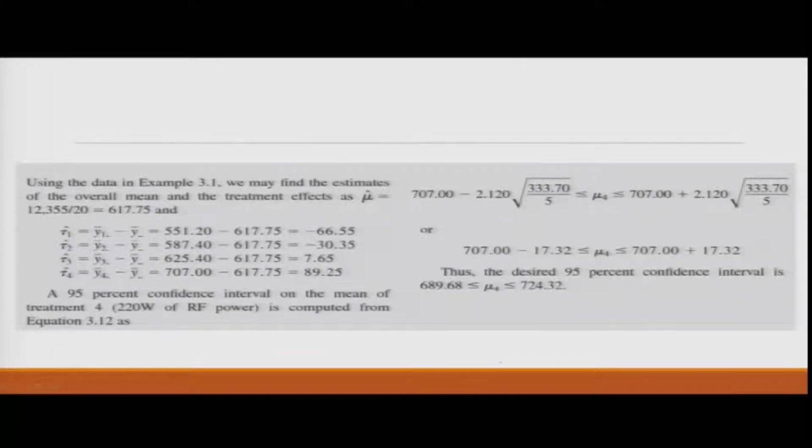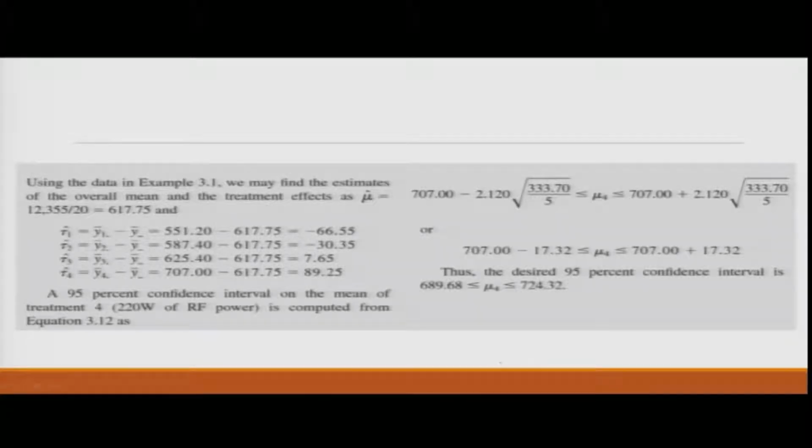Using the data for example 3.1, we may find the estimates of the overall mean and the treatment effects as mu hat being equal to the total value divided by 20. 20 was because there were 5 readings in each etching or treatment, and there are 4 such powers: 160, 180, 200, 220. So 12,355, the total sum, divided by 20 would give you a value of 617.75.